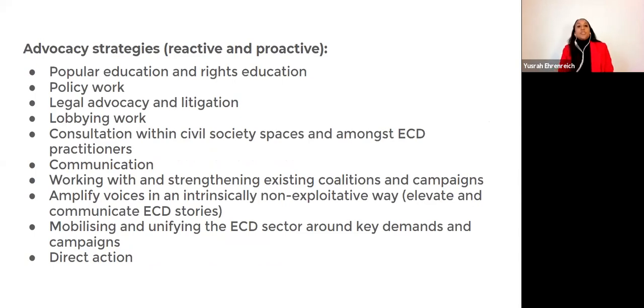So the way in which we would do this at CECD and collectively with the sector is through a range of different advocacy strategies, which would include both reactive advocacy as well as proactive planned advocacy. It involves popular education and rights education, which is aimed at empowering ECD principals, teachers, and parents to know their rights and how they can be protected, as well as including advocacy around the content and implementation of ECD policies.